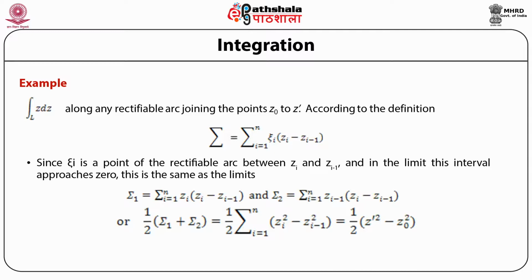minus z_{i-1}), and summation 2 equals the sum over i equals 1 to n of z_{i-1} into (z_i minus z_{i-1}). Then half of summation 1 plus summation 2 equals half of the sum over i equals 1 to n of (z_i squared minus z_{i-1} squared), which equals half of (z' squared minus z0 squared). Hence, the integral along L of z dz equals half of (z' squared minus z0 squared), which is independent of the path.